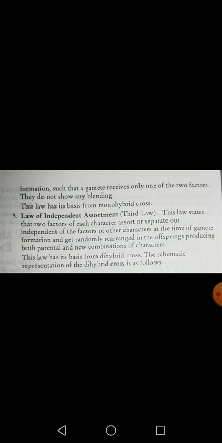Such a gamete receives only one of the two factors. Since we know that for a single character there are two alleles or two genes or two factors, factors are also called genes, and factors are also called alleles. So when the time of gamete formation comes, both of these factors separate independently from each other. And this law is known as the law of segregation.